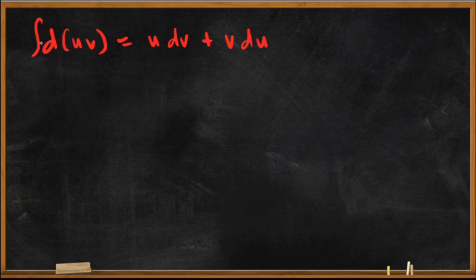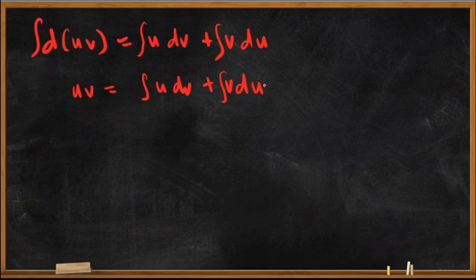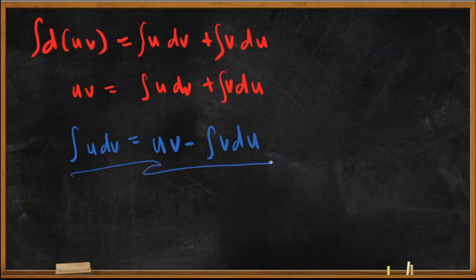So if we are going to integrate each term, we could have here uv is equal to the integral of u dv plus the integral of v du, no? Now if you are going to solve for the integral of u dv, we just put this integral of v du to the other side of the equation, so we'll have uv minus the integral of v du. Okay, and this is now our formula for integration by parts.